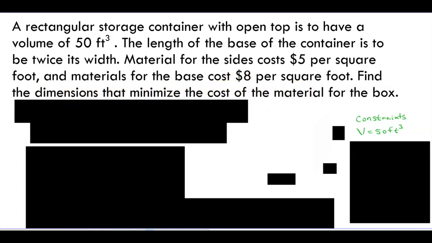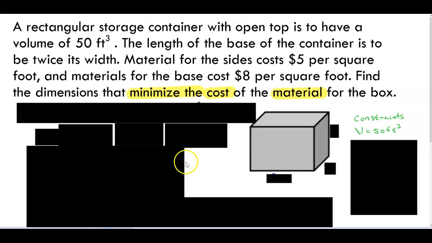So this one's kind of tricky. I want to minimize the cost of material. Now, when we say cost of material, you're kind of thinking of your area of each side, or your surface area. So let's take a look. First thing we'll do is draw a picture. And what do we know? We know that the length of the base is twice its width. So I don't know what the width is. I can call it x, which makes the length 2 times that.